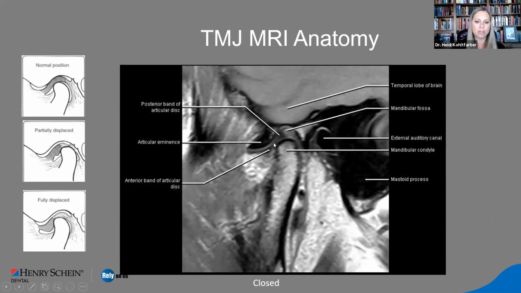A beautiful little biconcave disc. This is a normal one. You can see that the posterior aspect of that disc is right at the 12 o'clock position, and the patient is closed. The disc is exactly where it's supposed to be. And so we're looking for if we have a normal disc, if it's partially displaced, or if it's fully displaced.